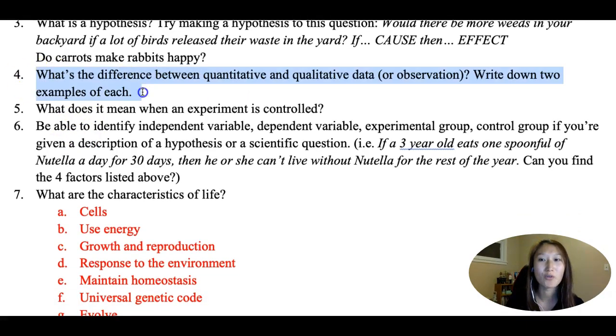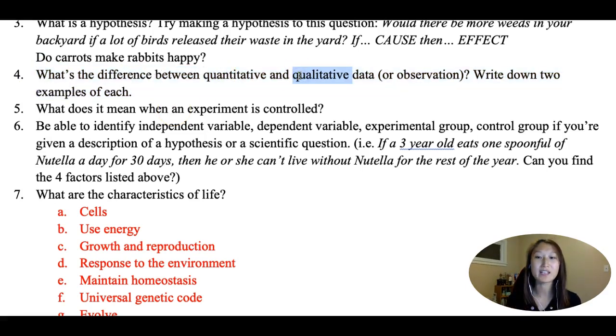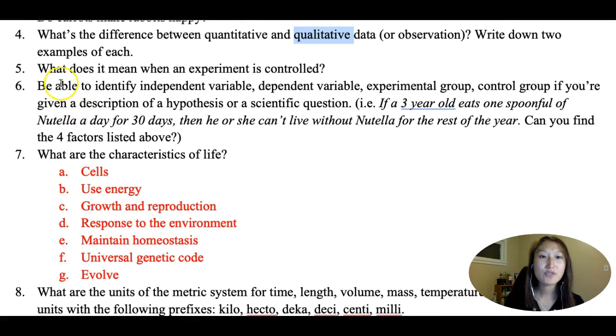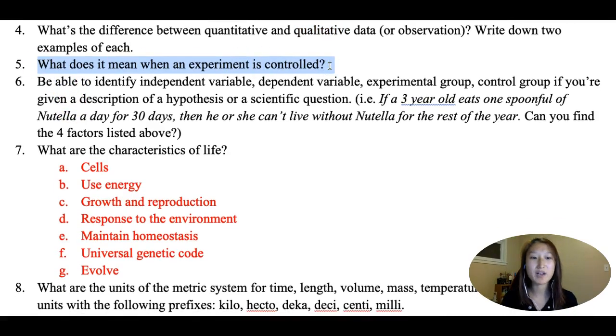Number 4. Oh, this one we already talked about, quantitative versus qualitative. One is for numbers, and one is for a description that is not a number. It could be a color, it could be a size, something that's not measurable. Next one is, what does it mean when an experiment is controlled?